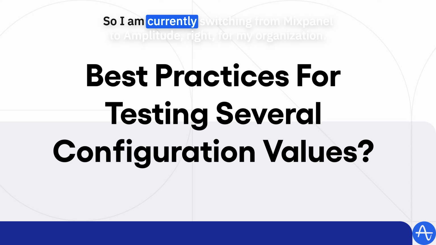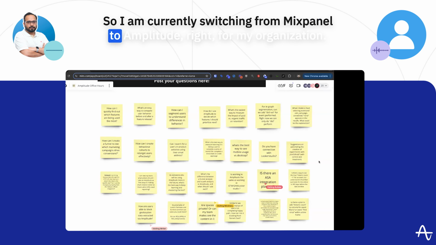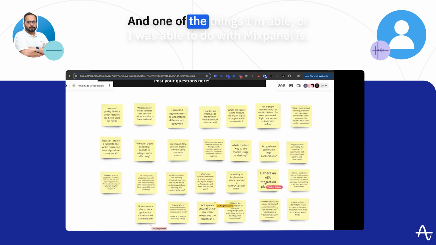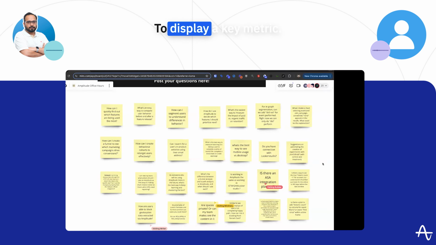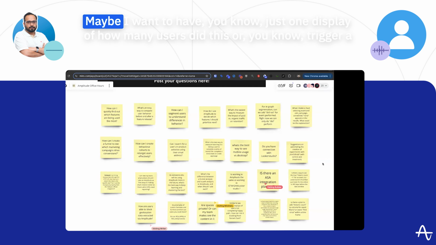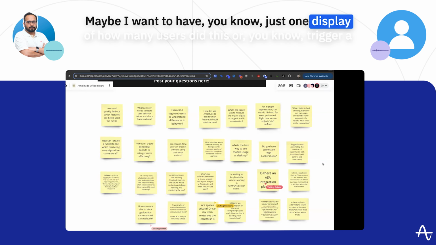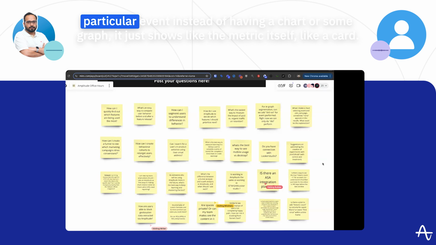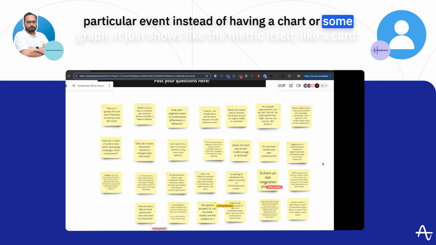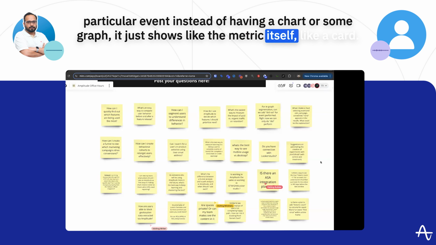I am currently switching from Mixpanel to Amplitude for my organization. One of the things I was able to do with Mixpanel is to display a key metric. So maybe I'm not looking to have a chart. Maybe I want just one display of how many users triggered a particular event. Instead of having a chart or some graph, it just shows the metric itself, like a card, right?